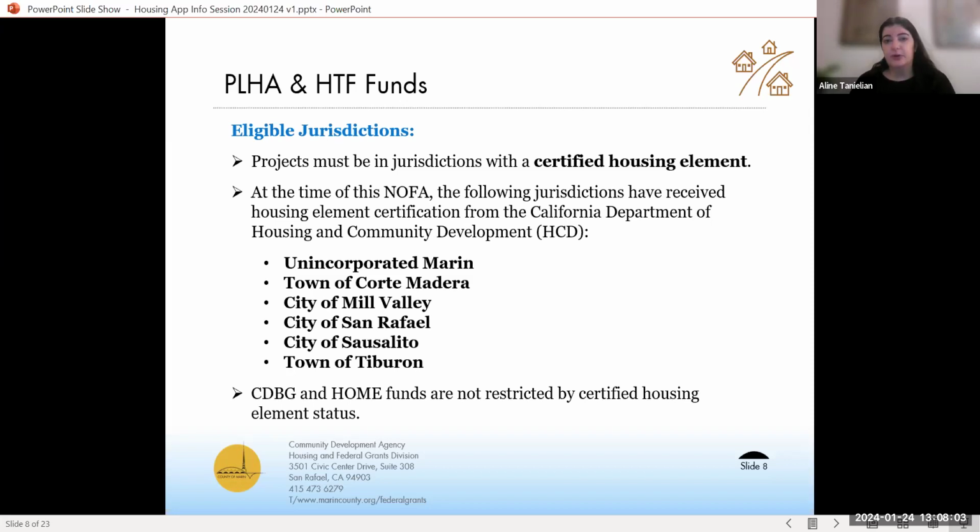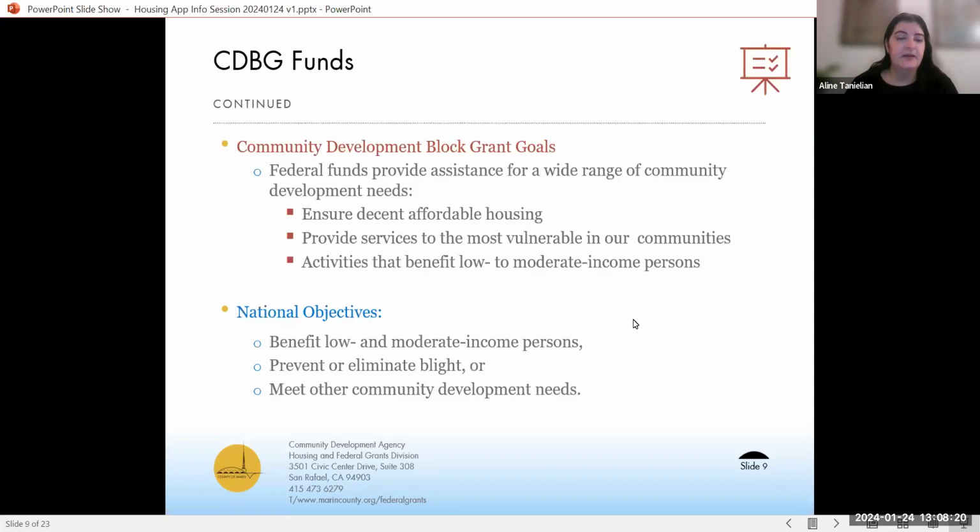HCD has a reporting tool online. We'll post that link in the chat momentarily, where you can stay up to date with any of the certification processes. And also of note, the CDBG and HOME programs are not restricted by housing element status. Next slide. Okay. Now I'll turn it over to Molly to go over CDBG.